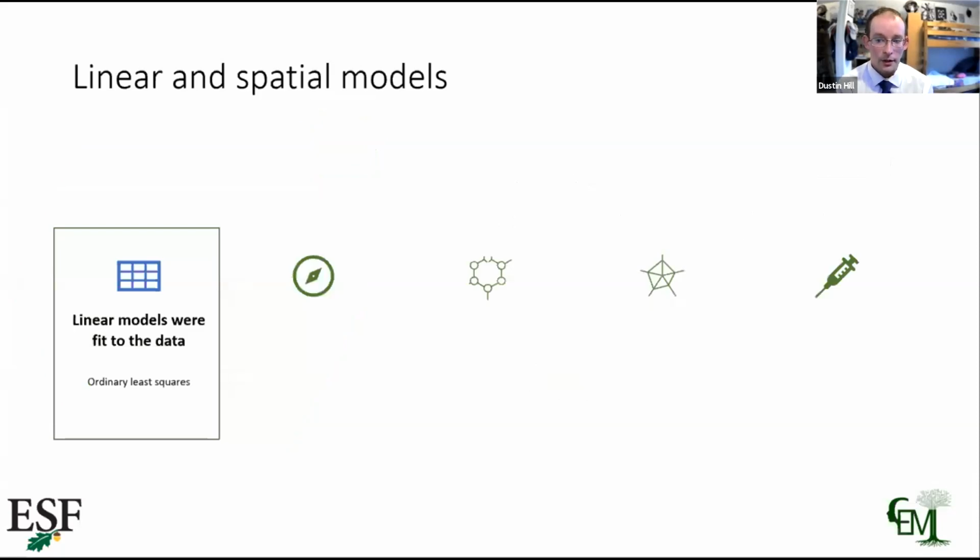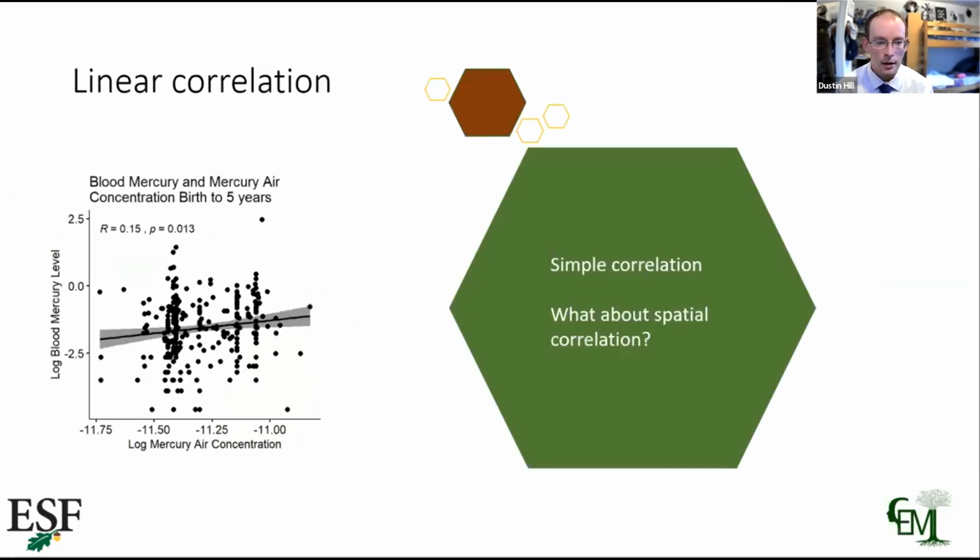So we use both linear and spatial models to test for associations between the RISI cumulative exposure metric we have and the blood metal levels. We started by fitting linear models to sort of understand the data. And for blood mercury and estimated air exposure for the first 5 years of each child's life, we did find a simple linear correlation with more exposure correlating with more blood mercury in our participants.